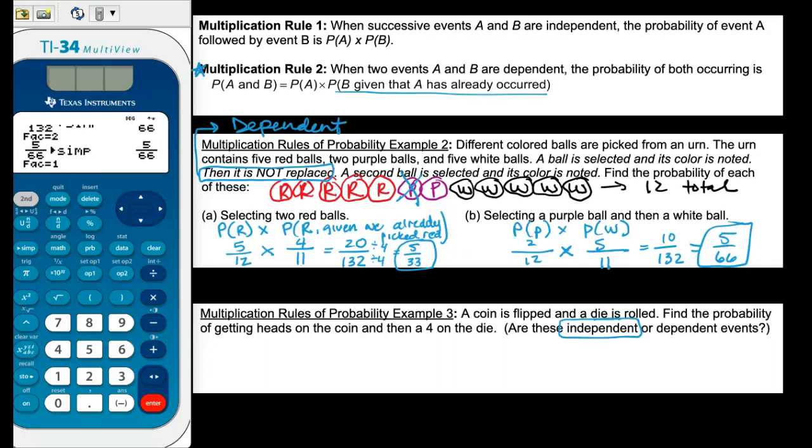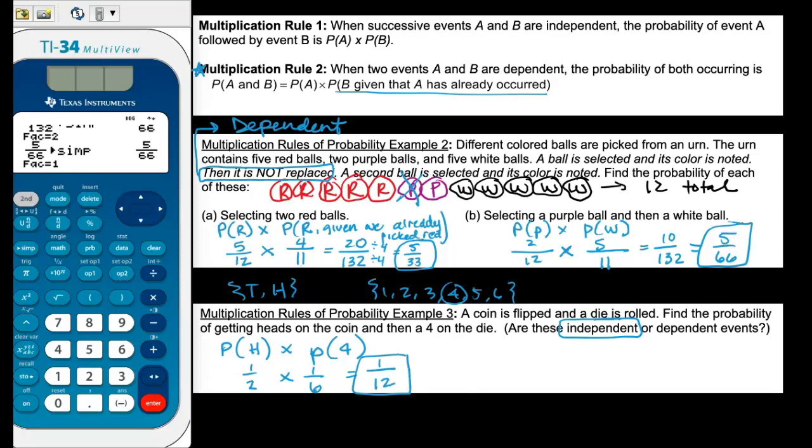So all I have to do is find the probability of getting a heads and multiply that by the probability of rolling a 4. So the probability of getting a heads, if I have 2 choices, tails and heads, is 1/2, and the probability of rolling a 4, if I have 6 choices, would be 1 out of 6. So then I multiply those together. 1 times 1 is 1, and then 2 times 6 is 12. So the probability of those events happening in order is 1/12.